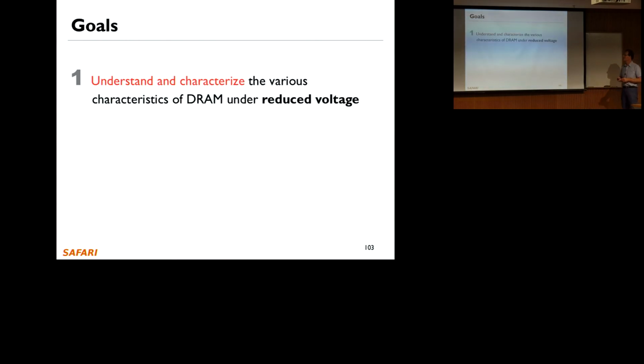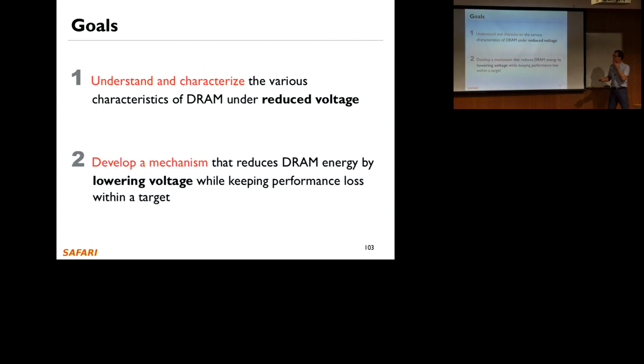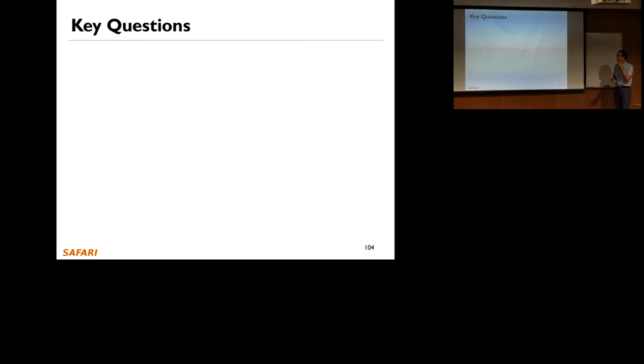So the key question that we wanted to answer was, can we reduce DRAM power and energy by further reducing supply voltage? So we wanted to understand and characterize the various characteristics of DRAM under reduced voltage, especially how does voltage interact with latency and reliability, and develop a mechanism that reduces DRAM energy by lowering voltage while keeping performance loss within a target. I'm going to talk about this mechanism. And I think there's more to be done in this area also.